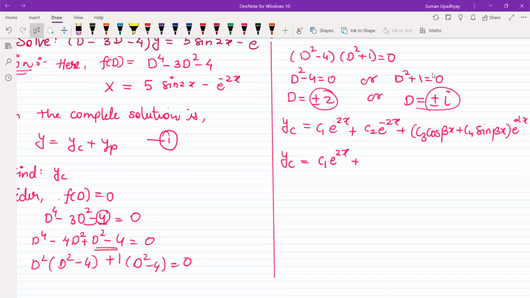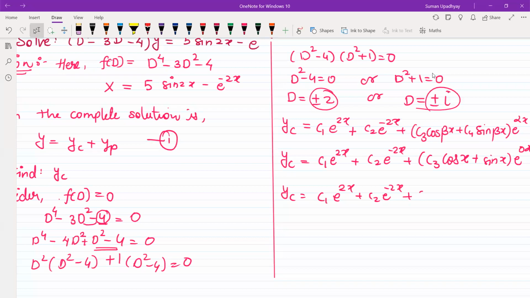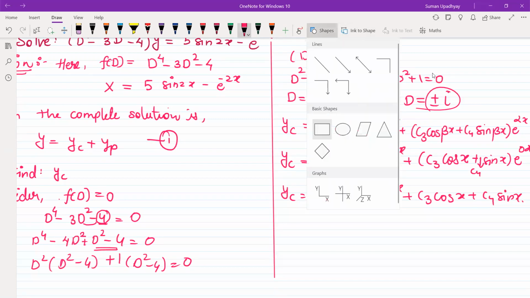Alpha 0, beta 1. What is beta? The imaginary part. The coefficient of i is your beta. So beta over here is 1, and alpha is 0. Anything raised to 0 is 1. So the final answer would be C1 e raised to 2x plus C2 e raised to minus 2x plus C3 cos x plus C4 sin x. I missed out C4 sin x. Is this understood to all of you?